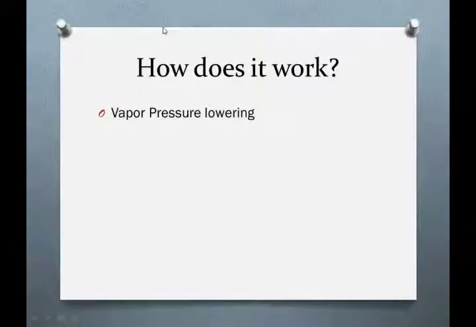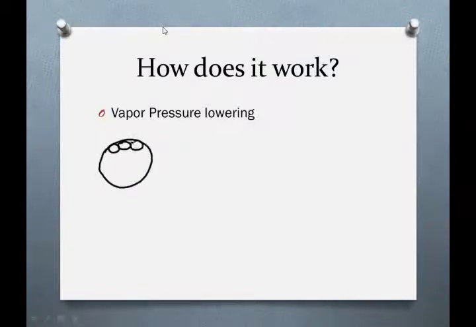How does this work? We talked about the vapor pressure being lowered, the boiling point being elevated, and the freezing point being depressed. But let's talk about what's actually happening. When we think about vapor pressure, we know that vapor pressure comes from an enclosed liquid inside a container, and the vapor pressure is coming from the fact that the particles at the surface of the liquid are leaping into the gas phase. So let's just take a look at that surface of the liquid.